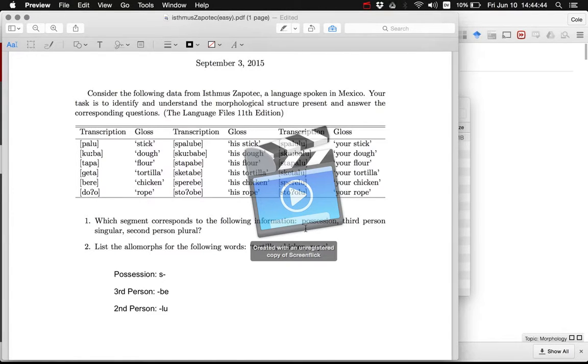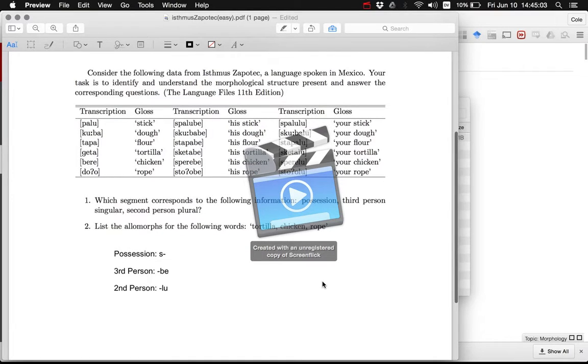And so then just by process of elimination, I can tell them that the S is obviously the thing that is conditioning or letting speakers of Isthmus Zapotec know that the word has to do with possession. So the answer to number one then is possession is the S, third person is the B, and second person is the lu. So now in the second problem, it says to list the allomorphs for the following words: tortilla, chicken, and rope.